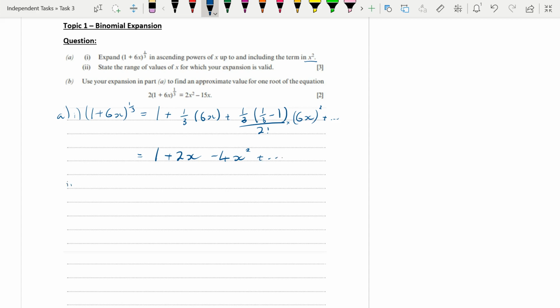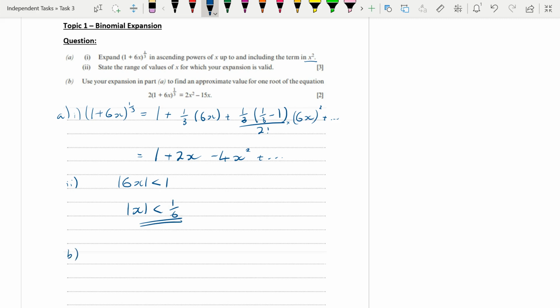Now for part 2, normally we would do this naturally, but they split it into a second section. It says state the range of values of x for which the expansion is valid. So normally it should be the mod of x being less than 1, but my x is 6x. So I've got the mod of 6x being less than 1. So I can rearrange that by dividing by 6. Should be a sixth.